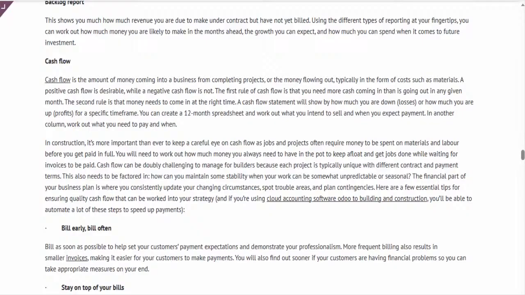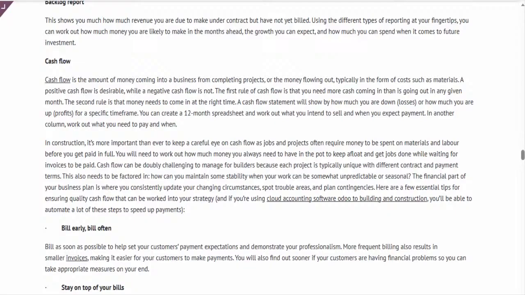You can create a 12-month spreadsheet and work out what you intend to sell and when you expect payment. In another column, work out what you need to pay and when. In construction, it's more important than ever to keep a careful eye on cash flow as jobs and projects often require money to be spent on materials and labor before you get paid in full. You will need to work out how much money you always need to have in the pot to keep afloat and get jobs done while waiting for invoices to be paid.